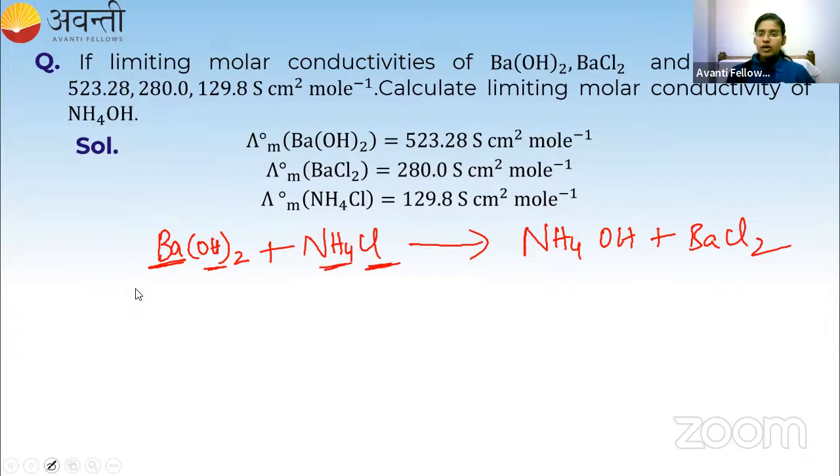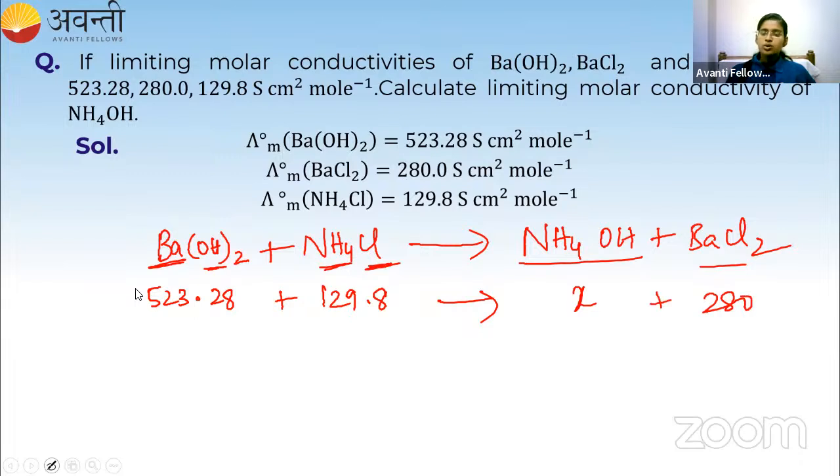Okay. So we are provided with Ba(OH)2 value, which is 523.28. NH4Cl is 129.8. And it is giving NH4OH, which is X. That is what we are going to find out. And for BaCl2, the value is 280. So what you need to do, just equate these two. Very good. So if I equate these two, what I will get? X is equal to, add these two and subtract it with 280.